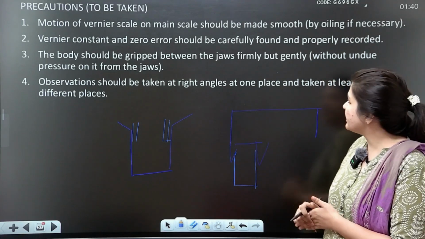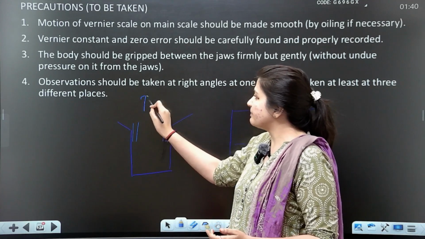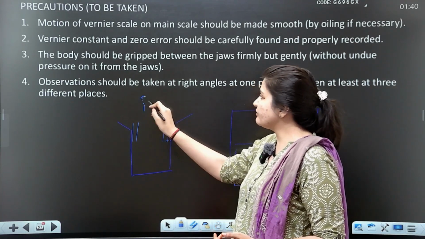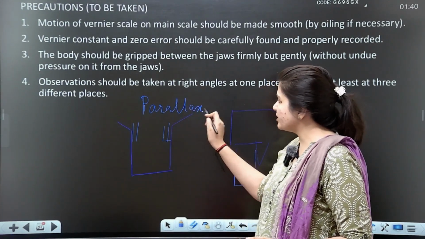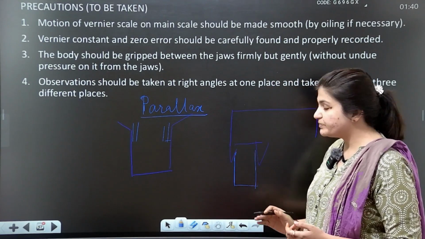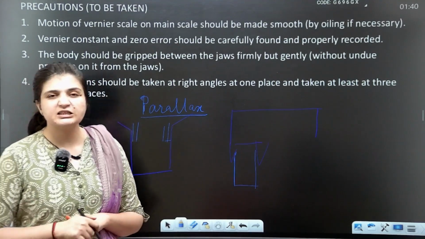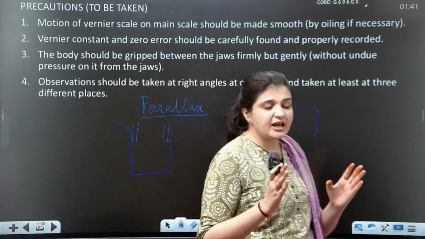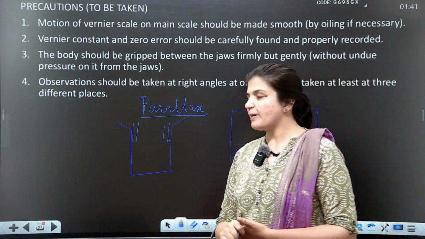Observation should be taken at right angle, because there can be the case of parallax error. So we should see the objects very accurately and very attentively, at right angles. Else there can be the case of parallax error.